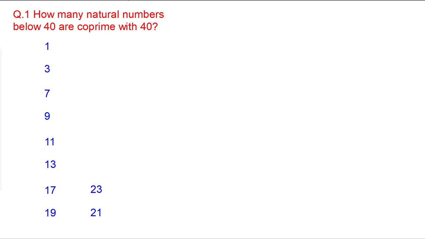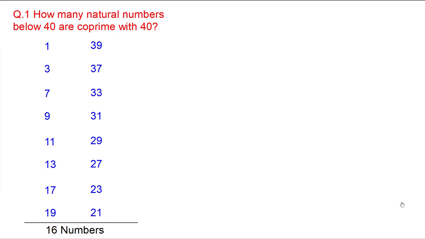After that 21, 23, 27, 29, 31, 33, 37 and then 39. Okay, these are the numbers which are below 40 and coprime with 40. You can say this count is how much? This count is 16. So total there are 16 numbers which are below 40 and coprime with 40. Okay, so every time we do not need to do it manually. We have a separate formula. We'll have a look at that formula, but before that let's have a look at one more question.